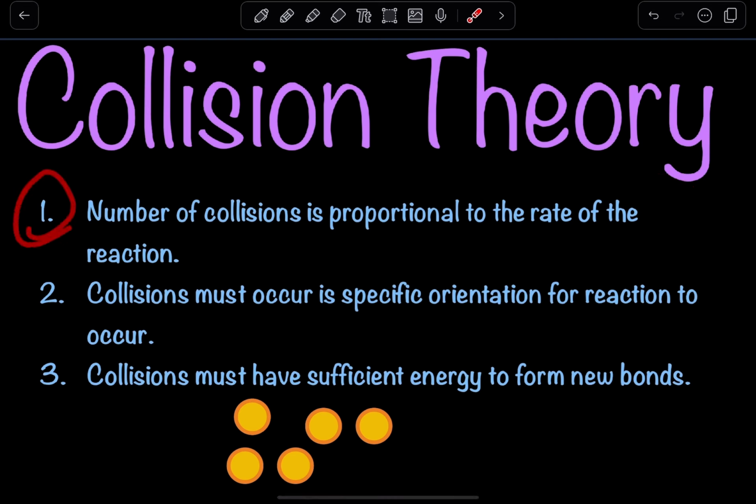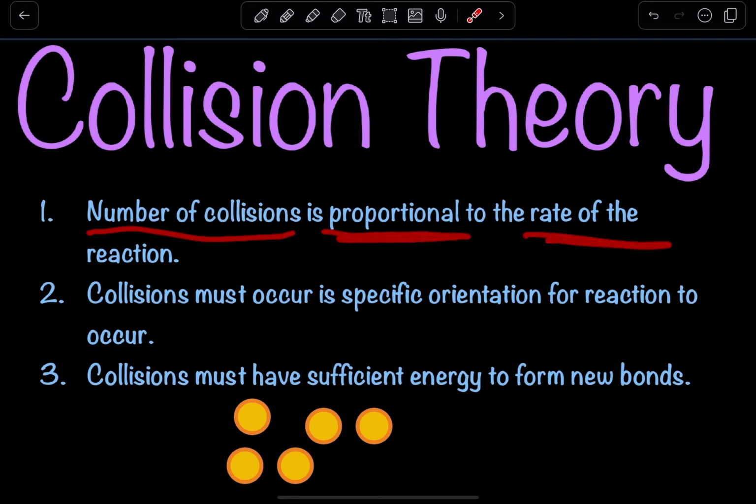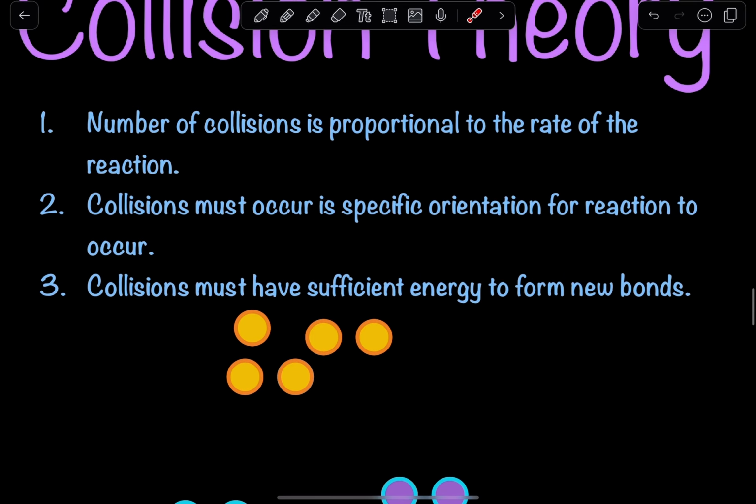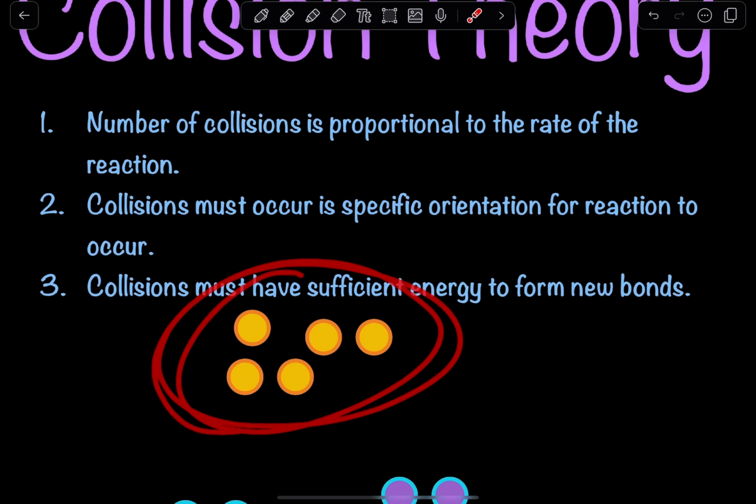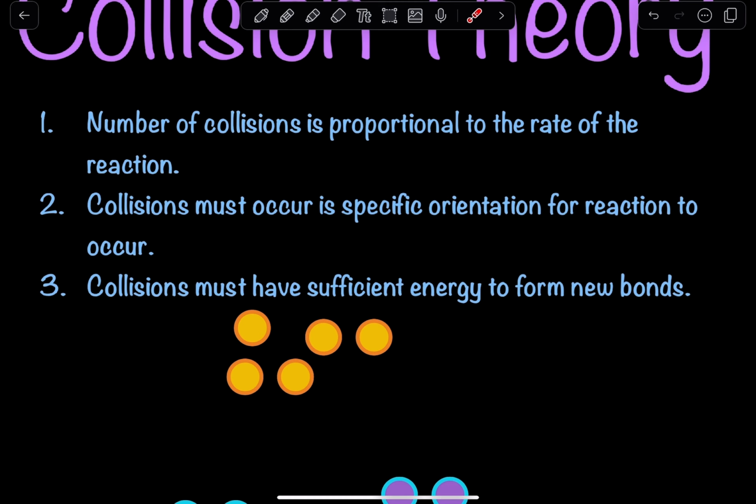The first postulate states that the number of collisions is proportional to the rate of the reaction. Now, what does that mean? Let's say I only have 5 molecules. If I only have 5 molecules, the probability of them colliding or interacting with one another is not very high. If the probability of molecules colliding with one another is not very high, then we can understand that the rate of the reaction will be a lot slower because these molecules are not colliding.